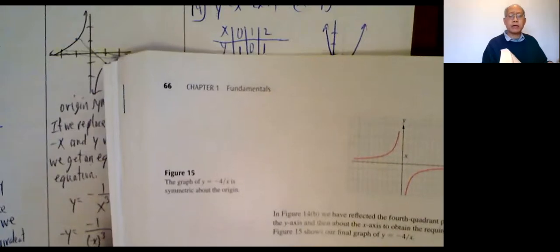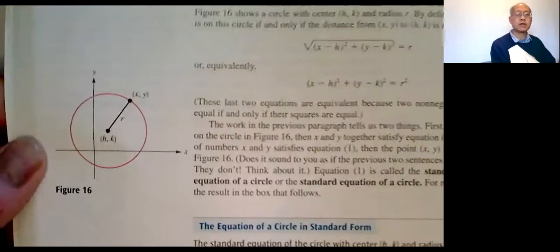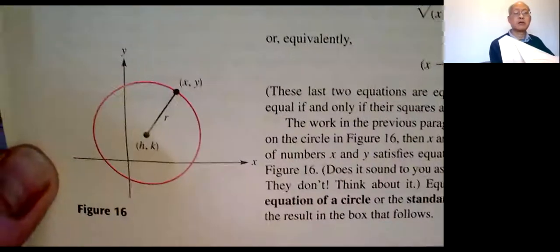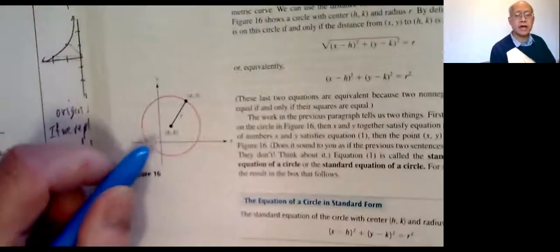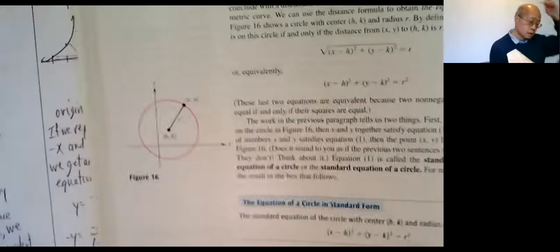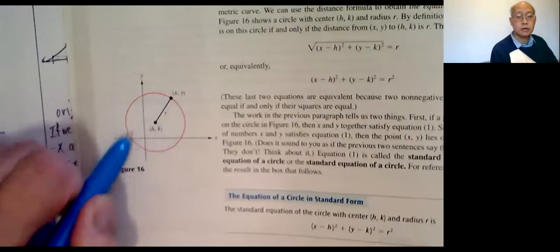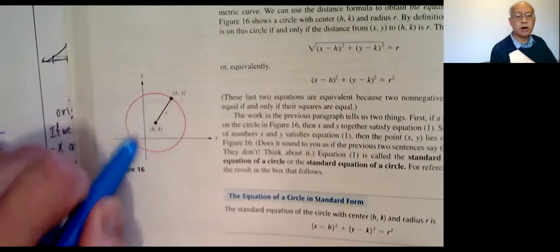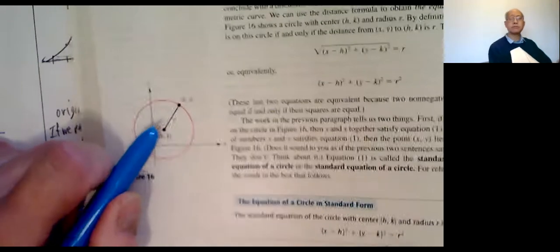A little bit of theory, and then the formula. Here's a circle, figure 16. I'll raise it up a little, but the book's heavy. I can't hold it that long. You have a center, (h, k), a radius of R. So here's a point on a circle, (x, y). So all the points on a circle are the same distance away from the center, which they call R.